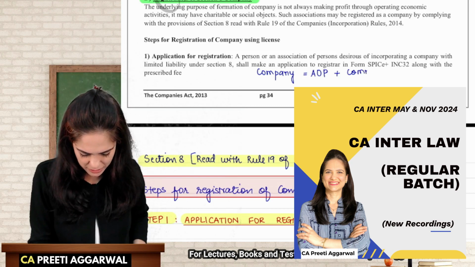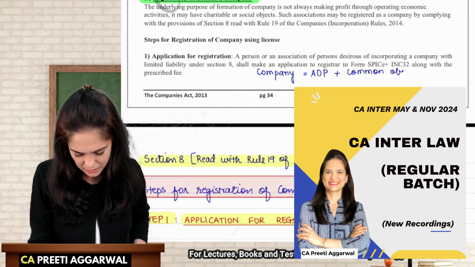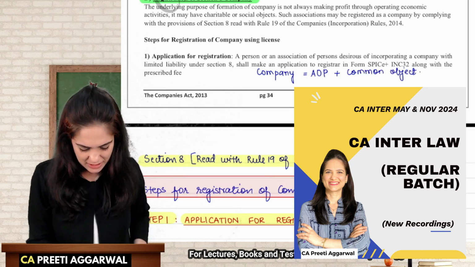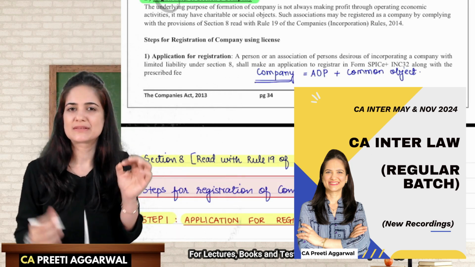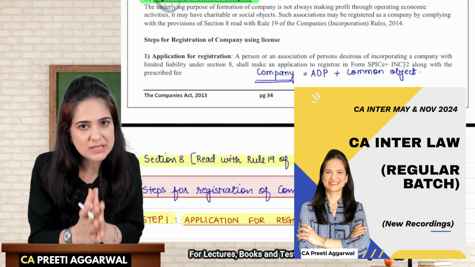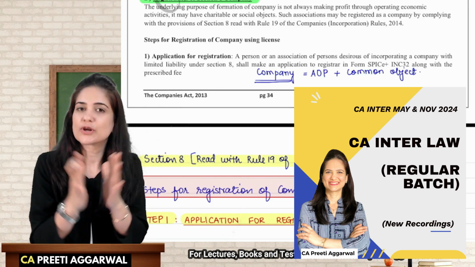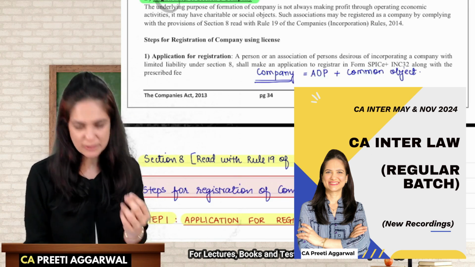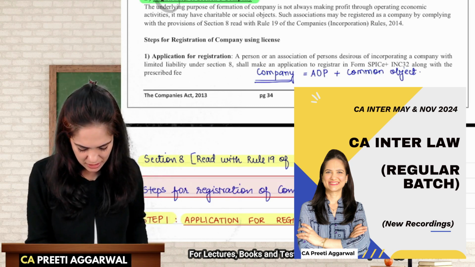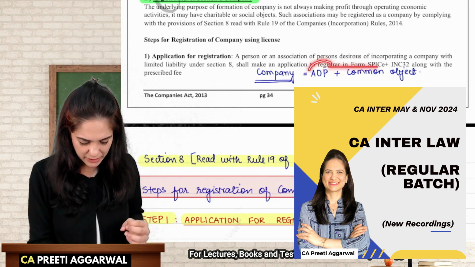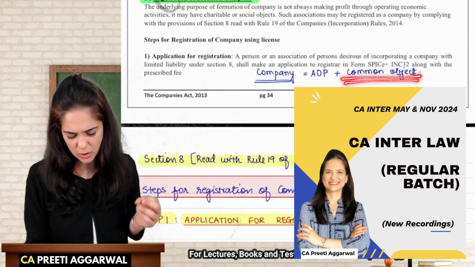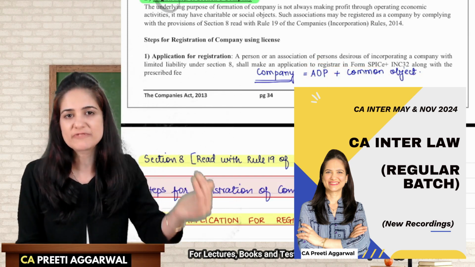Okay, when they come together for a common object, then a company is formed. So what is a company? A company is nothing but an association of persons who come together for a common object. Let's say, for example, four friends want to start a garment manufacturing company. Okay, they all come together. Now they are coming together, it's an association of persons. What is the common object? The common object is manufacturing of garments.